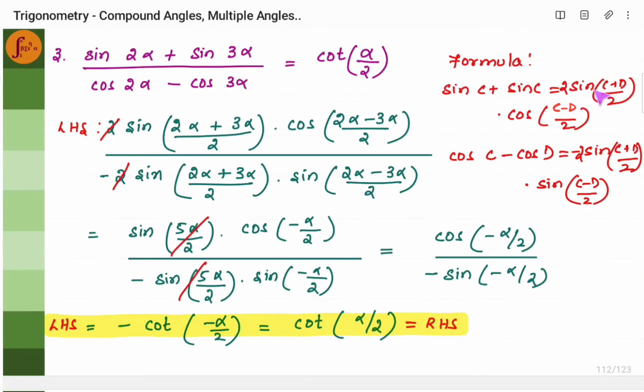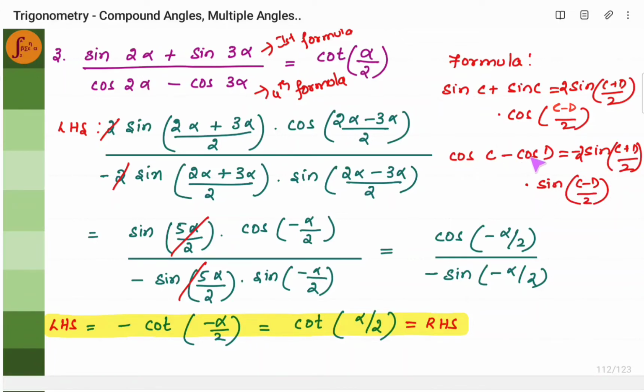Sine c plus sine d is 2 sine c plus d by 2 into cos c minus d by 2. And here you have cos 2 alpha minus cos 3 alpha. So this is the fourth formula. This is the first formula. This is the fourth formula, right? Remember, the fourth formula will have minus 2. It is having a negative sign, so it will be sine and sine, right? So for this one we are using cos c minus cos d. Cos c minus cos d is minus 2 sine c plus d by 2 into sine c minus d by 2. It is sine, just observe, right?